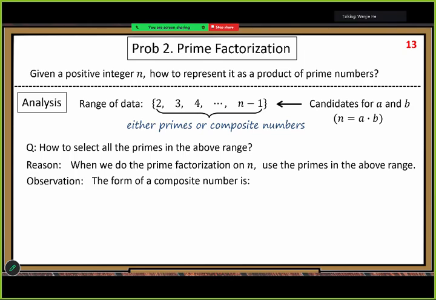To detect a composite number, if we can find one pair, an AB pair, such that the product of A and B equals n, we can conclude it's a composite number. You only need one experiment. If one experiment works, you can make your conclusion for composite numbers.